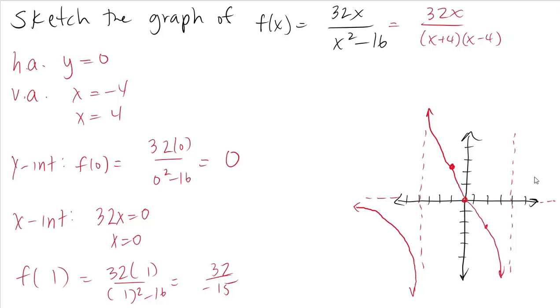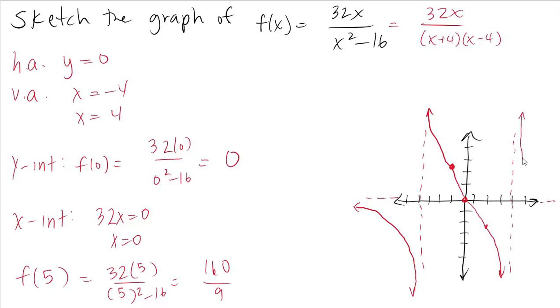And now I need to know what's going on the right side of the second asymptote. I could plug in 5 for that. Again, let me be lazy here. So 5, 5, 5. 32 times 5 is positive 160. The denominator is going to be positive 9. That output's going to be somewhere close to positive 18, so it's way up here.